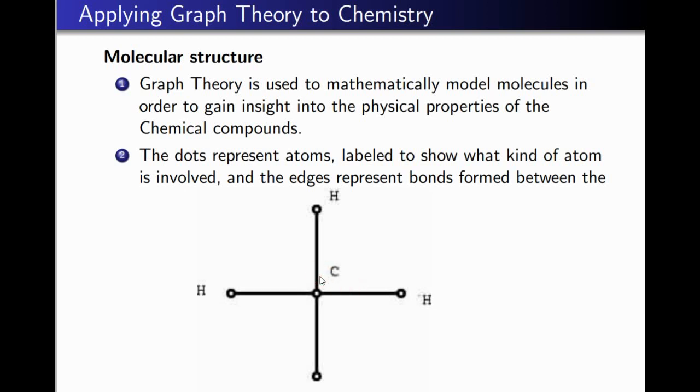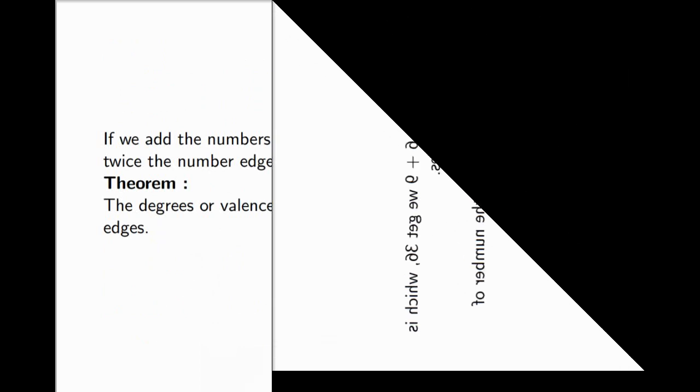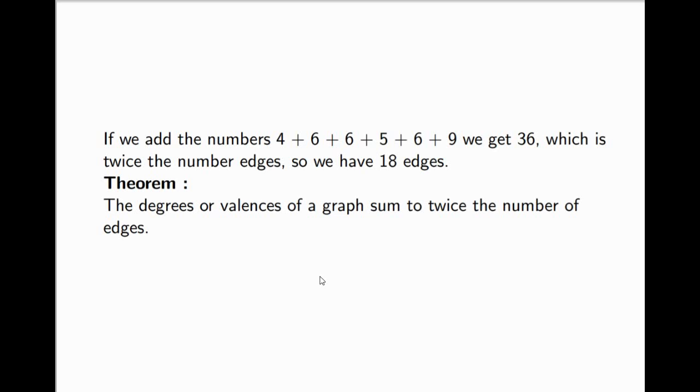If we add up all the degrees, the total degree is 8. So here comes an important theorem. The degrees or valencies of a graph sum to twice the number of edges, and we have proved that.